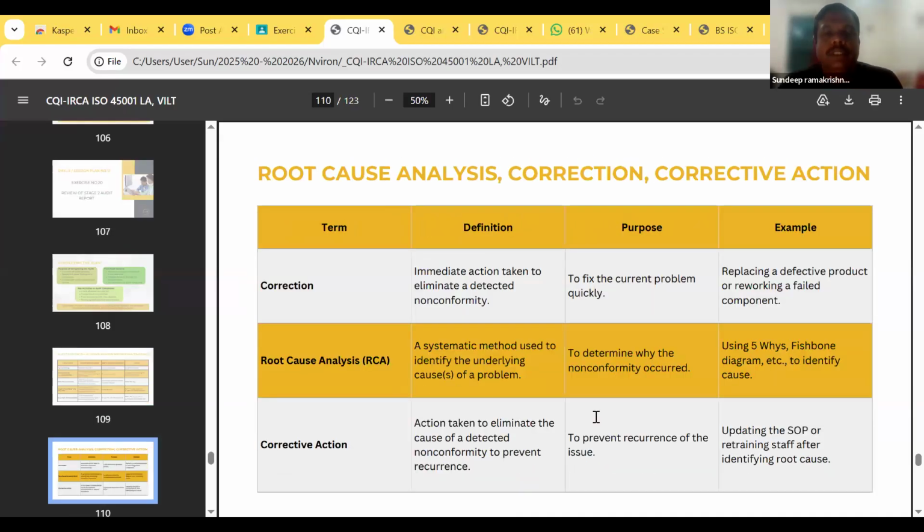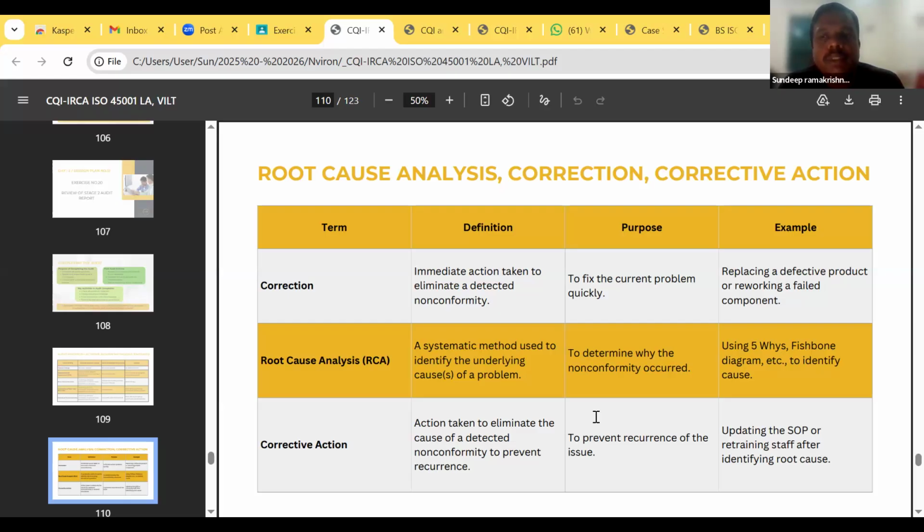Right. So correction is the immediate action taken to eliminate a detected non-conformity and it will fix current problems immediately, right? So it is like replacing a defective product or reworking a failed component. A root cause analysis is the systematic method used to identify the underlying cause of a problem, right? And it will determine why the non-conformity occurred.